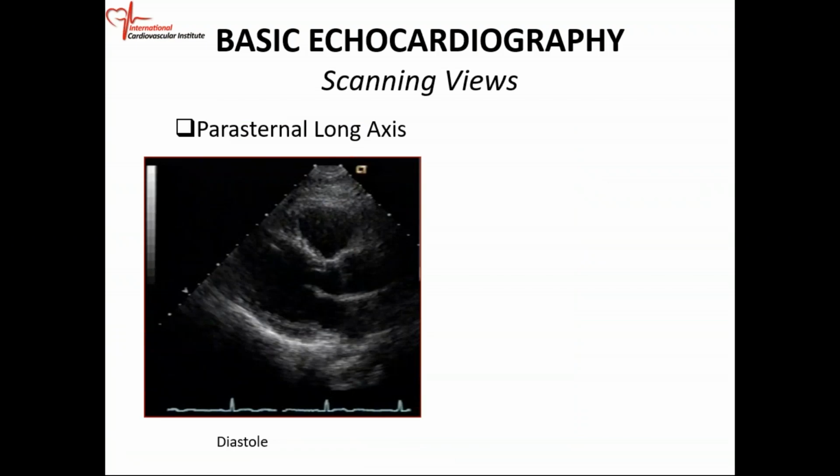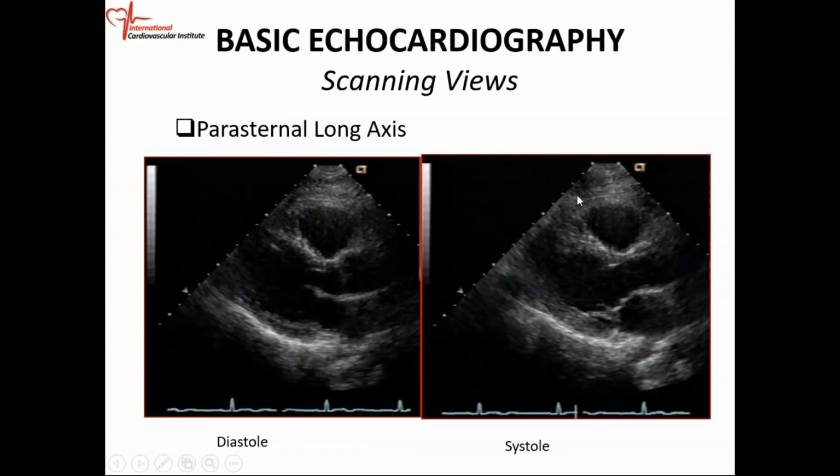All right, so in systole, the mitral valve is closed and the aortic valve is open. Systole is from the beginning of the QRS to the end of the T wave. You see the marker is right here, as opposed to the diastolic frame where the marker is in diastole. In the systolic frame, the mitral valve is closed.